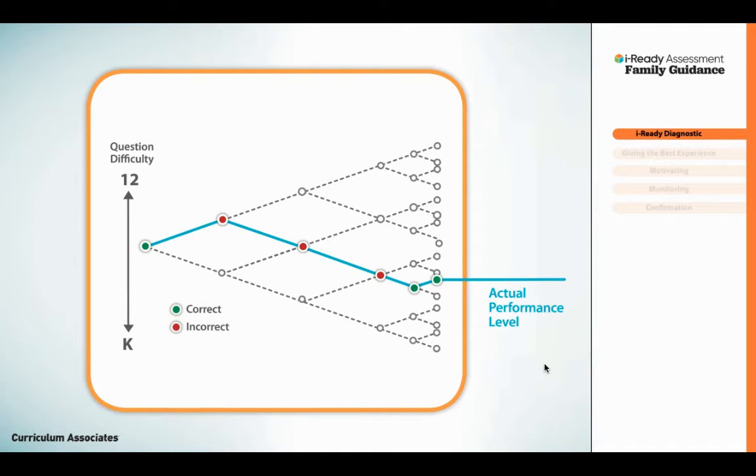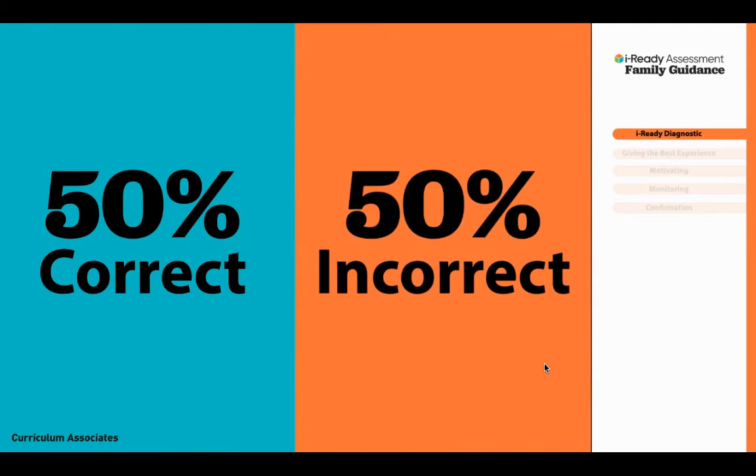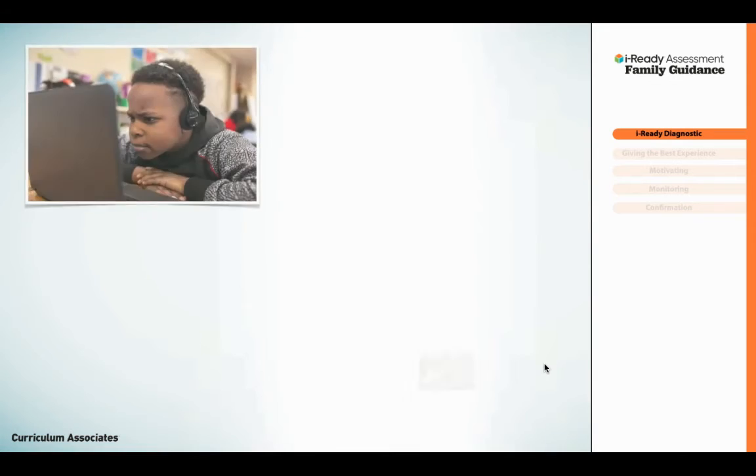iReady tells teachers exactly what your students need next. It's about serving your child the exact instruction that will help them grow to the next level in reading and math. The fact is, students will get about half the questions correct and half incorrect. And that's okay. Sometimes the questions will be easy, sometimes they will be hard.